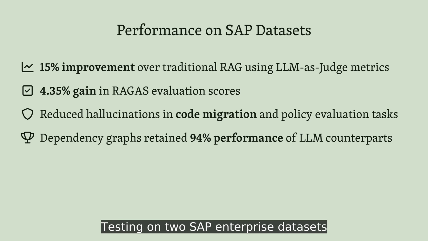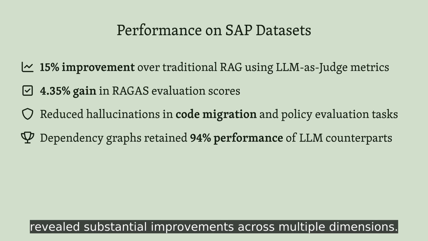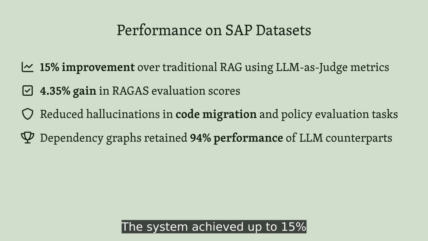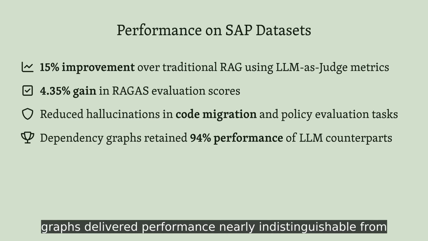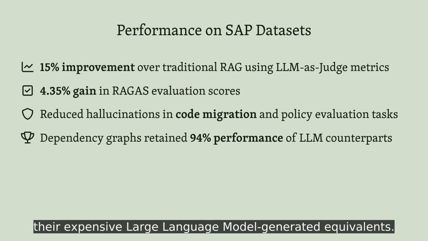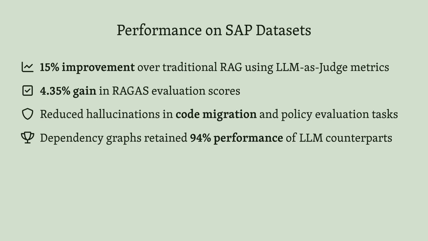Testing on two SAP enterprise datasets revealed substantial improvements across multiple dimensions. The system achieved up to 15% better context precision compared to dense vector retrieval baselines, while the dependency-based graphs delivered performance nearly indistinguishable from their expensive large language model-generated equivalents.